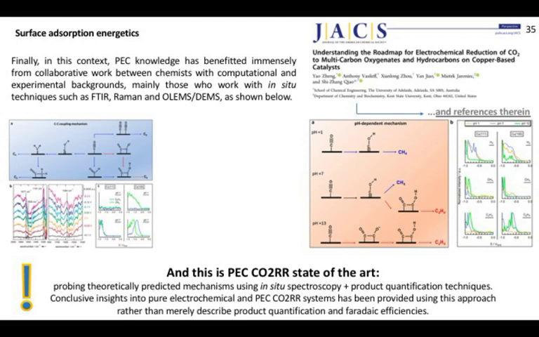this calculated mechanism, this proposed mechanism can be probed not only by quantification techniques in electrolysis experiments, but also by in situ techniques like Raman, X-ray absorption, infrared absorption, or even mass spectrometry online coupled with the photoelectrochemical system. And this is what we can see in the most recent literature. A mechanism is proposed by the computational approach. It is probed by an electrolysis experiment and followed by an in situ technique. And we have some examples to show here.